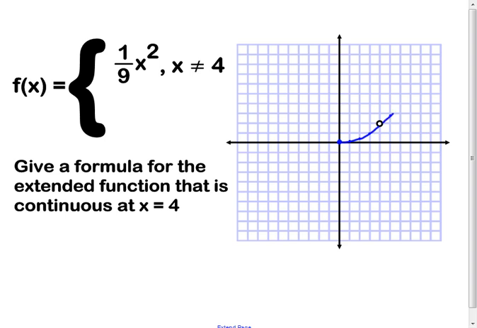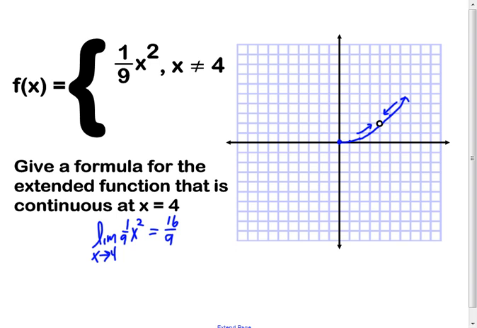You can see that hole would be right where that parabola would be. So to give a formula for what that would be, what we need to do is find the intended height at x equals 4. So really what we're doing is finding the intended height, which is the limit as x approaches 4 of 1/9 x squared. And we can use substitution to solve that. So we plug in 4, it's 16/9. So the limit as x approaches 4, coming from the left and from the right, is 16/9.